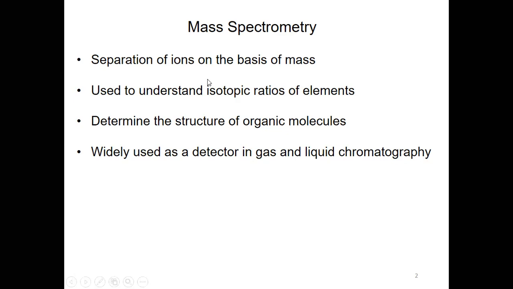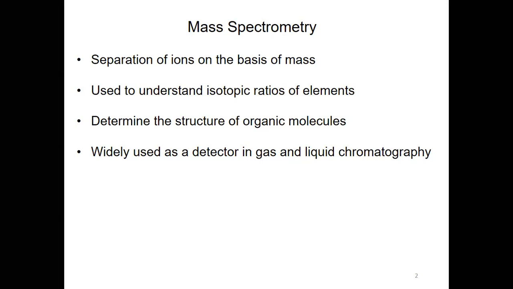You already know that in mass spectrometry, we separate ions based on their masses. And we can use these mass spectrophotometers to understand the isotopic ratio of elements. You already know how to do those things and determine the structure of organic molecules, using the mass spectral data. And these mass spectrophotometers are widely used as a detector in gas and liquid chromatography.